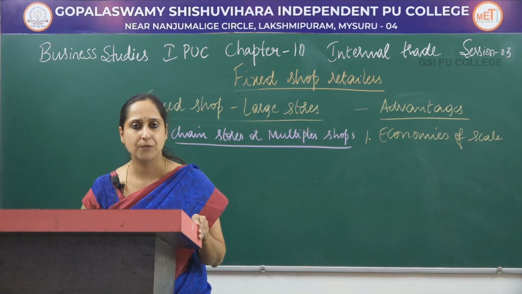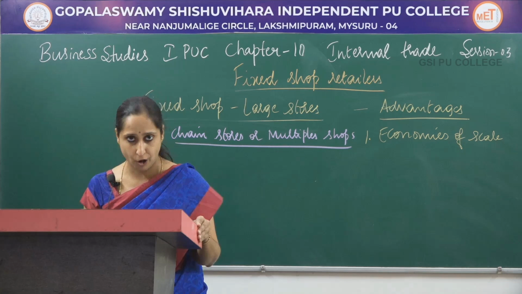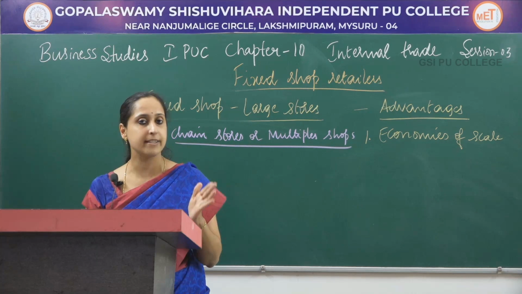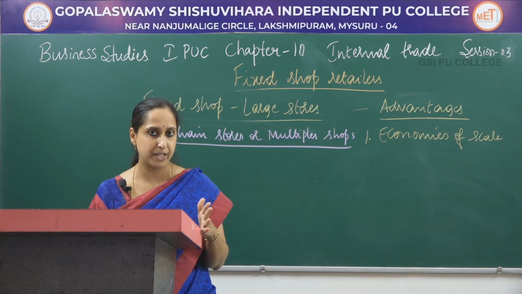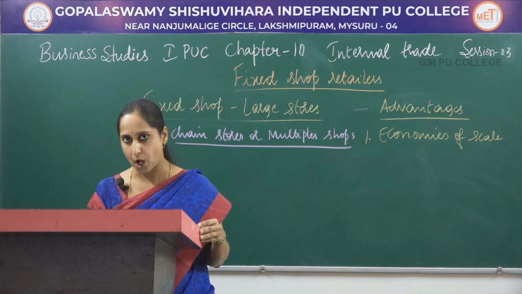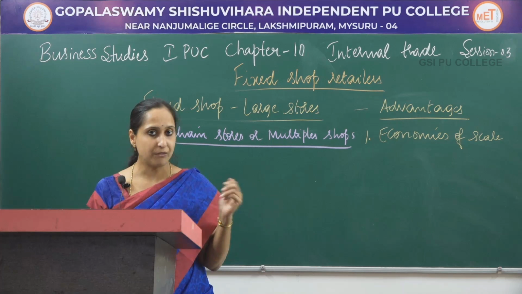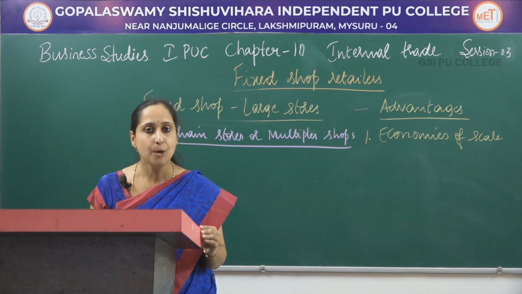What is economies of scale? When there is a proportionate increase in the saving of cost, which is gained by an increase in the level of production, that is what we call economies of scale. Here there is a central procurement when it comes to multiple shops, so there is a possibility of enjoying economies of scale. You can easily save the cost when there is an increase in the production.